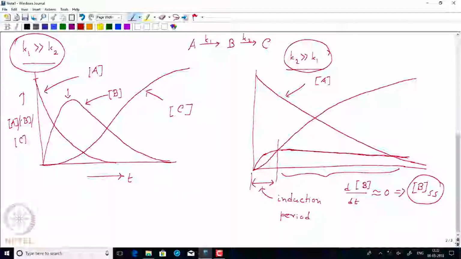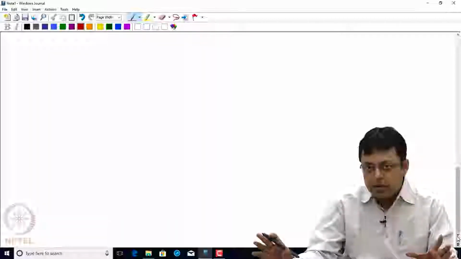And this has been well studied. Practical examples would be, say, growth of bacteria in a culture medium, so that also follows after a certain induction period. Then not only the growth of bacteria, but particularly enzyme degradation, where an intermediate is involved. In those cases, we'll see this kind of interesting kinetic behavior of the intermediate. Now we'll talk more about this steady state approximation, but we'll see it in a very different way.